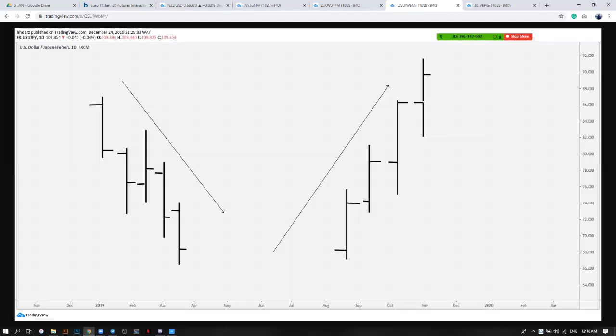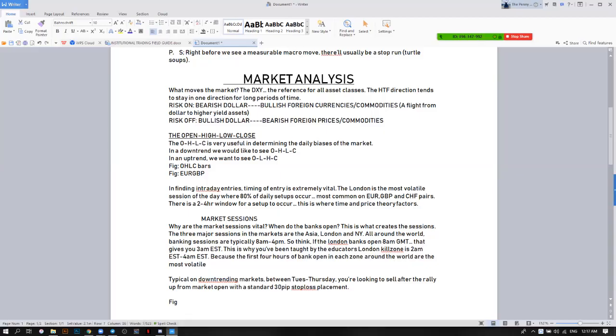Okay, so now let me give you guys this trick. I want you guys to get this trick down. If you're bullish, you want to see open, low, high, close. In an uptrend, what you're looking for is open, low, high, close, not open, high, low, close. Open, low, high, close means open, down, up, close. Open, down, up, close. Okay, in uptrends, you want to see open, down, up, close.